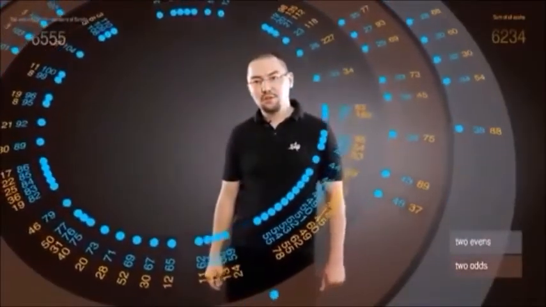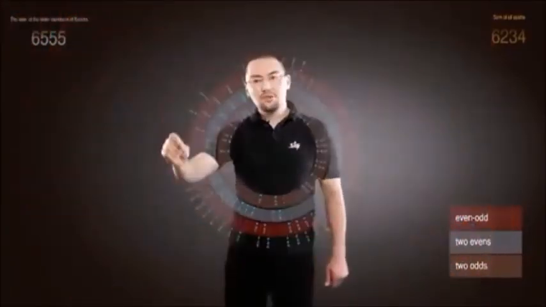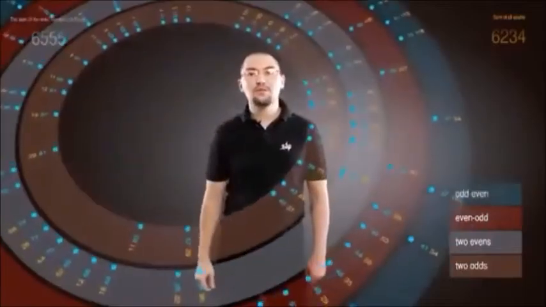The category of 2 odds is a category where the sequence number and the quantity of verses are both odd. The 2 even category is where the sequence number and the quantity of verses are both even. The even odd category is where the sequence number and the quantity of verses are even and odd respectively. And finally, the odd even category is where everything is exactly the opposite.